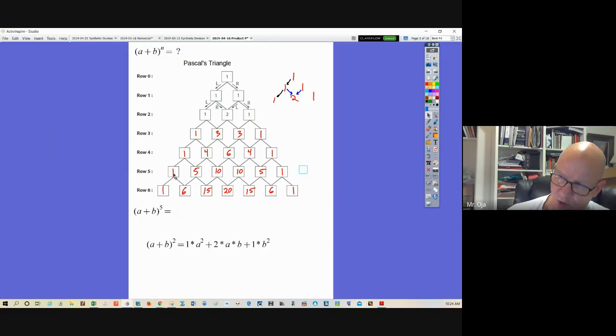The numbers that are being multiplied by the a's and the b's. The first term is going to be a 1. Second term is going to be a 5. Third term is going to be a 10. Fourth term is a 10. Fifth term is a 5. Sixth term is a 1.